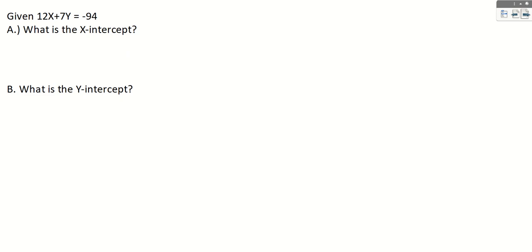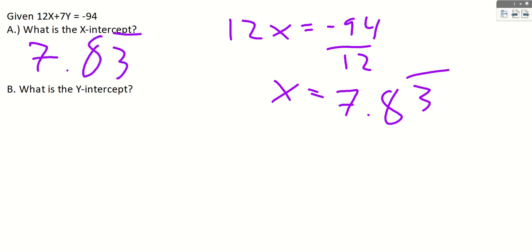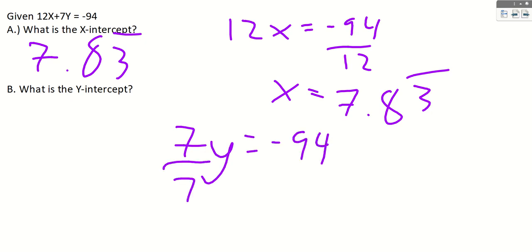All right, given this, what's the x-intercept? X-intercept means cover up y and then just solve. So 94 divided by 12 gets me like 7.8 something, 3 repeating. So I get 7.83 repeating. And then for my y, I just cover up x and I solve for y. Again, I'm just going to divide by 7 on both sides. And now I'm going to get y is equal to -13.4.